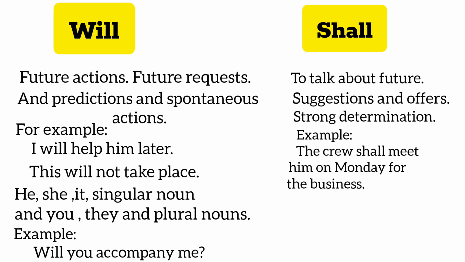For example, there is a sentence, the crew shall meet him on Monday for the business. This sentence shows an offer that a person meets the other person for the purpose of business in the later year or in the later time. The other example is, I shall win the match. Now, in this example, I is used with shall to show the strong determination or the strong willpower. The speaker wants to say that he will win the match in all circumstances.